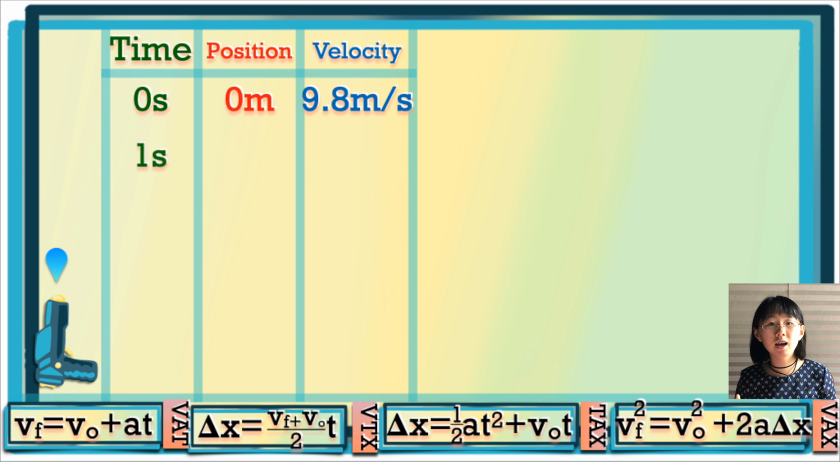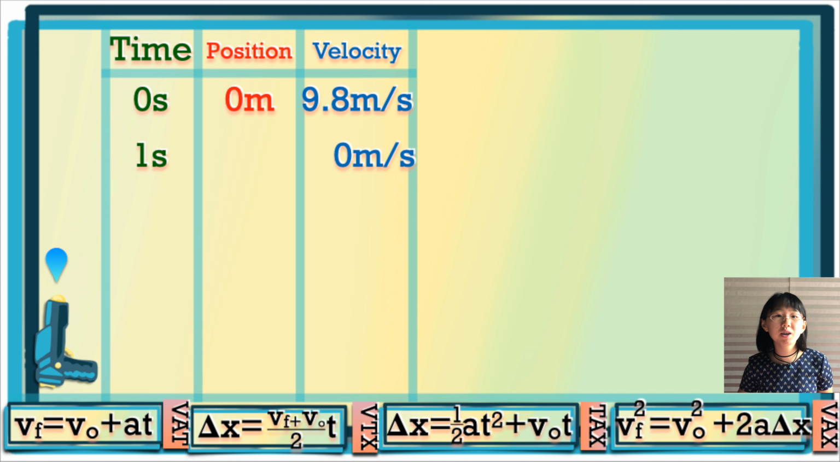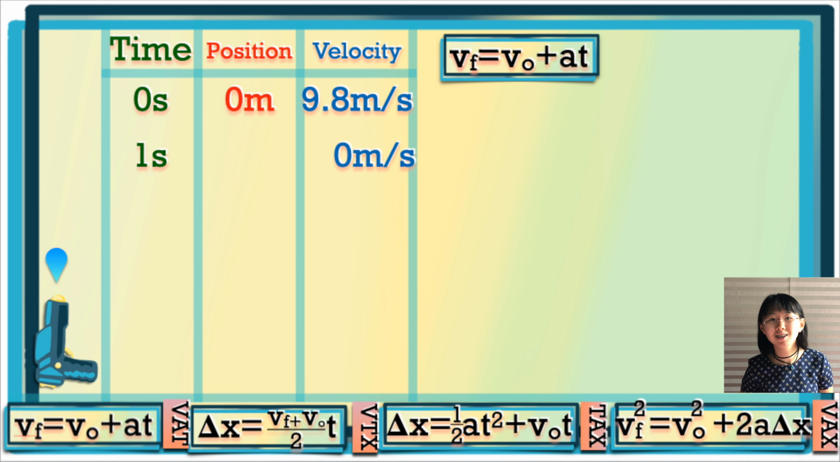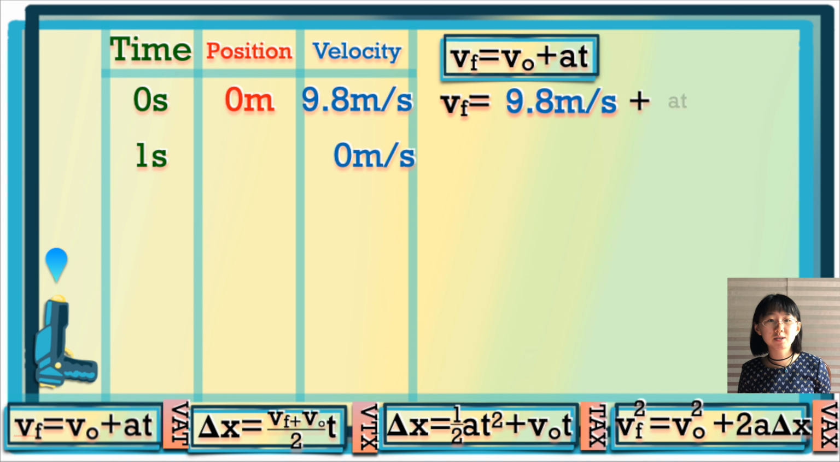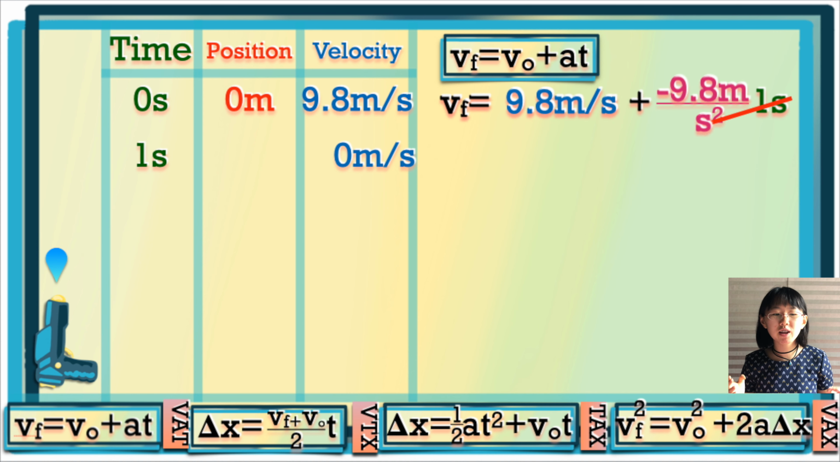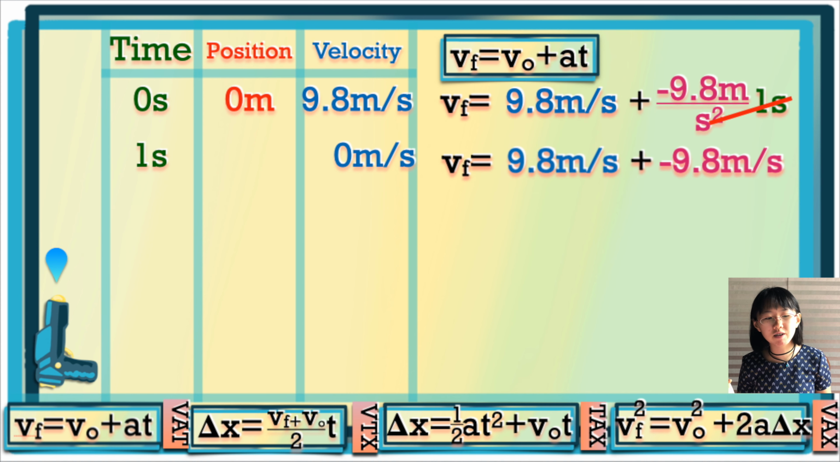So if my sister is spraying her spray gun up at me, and the spray gun shoots water out at 9.8 meters per second, let's track the velocity and position of the water as it moves up. After 1 second, it has a velocity of 0 meters per second because our first kinematic equation can tell us that. Our initial velocity of 9.8 meters per second is being added to acceleration times time, or negative 9.8 meters per second squared times 1 second, where the second cancels out, and we're left with 9.8 meters per second plus negative 9.8 meters per second, which just gives us 0 meters per second.